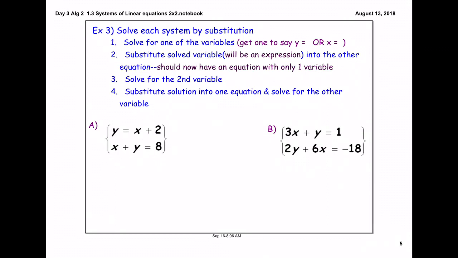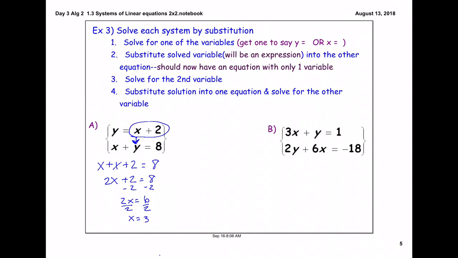So example A, y is already set equal, or by itself, to x plus 2. So we are going to take what y equals and substitute that into our bottom equation. So we will have x plus x plus 2 equals 8. We then are going to combine our like terms to get 2x plus 2 equals 8. Solve for x using your inverse operations. So you get 2x equals 6. Inverse of multiplication is division.